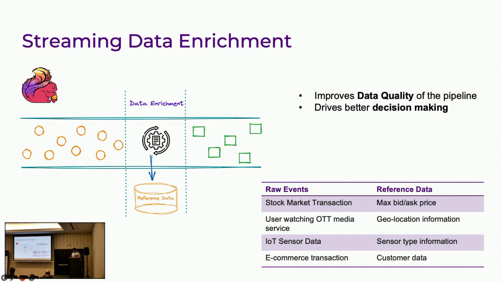Now, there are different streaming enrichment use cases. For example, let's say you are dealing with stock market transaction events, and you need to enrich every transaction with the maximum bid and ask for analytical purposes. Similarly, if you are working on some OTT media service, you're trying to understand where the traffic is coming from. Based on the geolocation information, you can enrich those events. You can do the same for sensor data, and for e-commerce transactions, you could use customer data to enrich your transaction events.